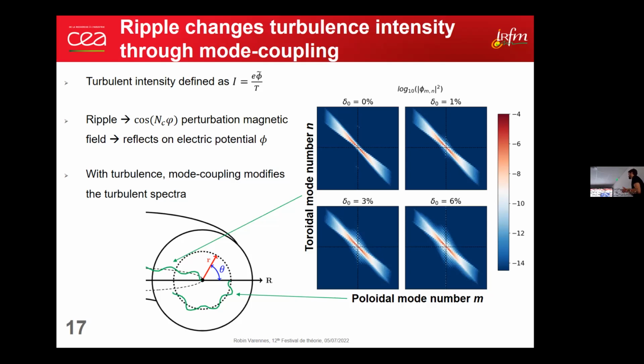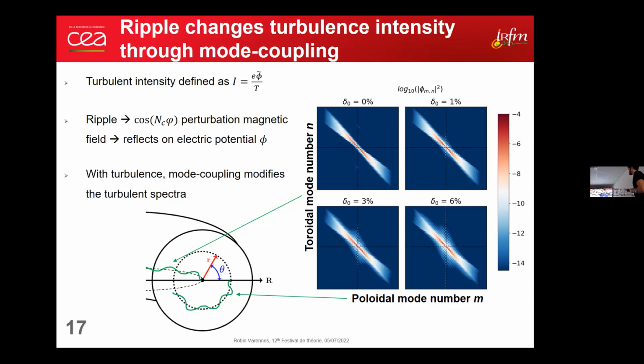And let's say the mechanism by which ripple can modify the turbulent intensity is because the ripple acts as a toroidal harmonic with a periodicity equal to the number of coils of the magnetic field. And this perturbation will reflect on the electric potential. And when you have turbulence, there are also a lot of other modes that are excited. It's called the resonant cone. And the idea is that there can be some spectral coupling between the mode destabilized by ripple and the one destabilized by turbulence.